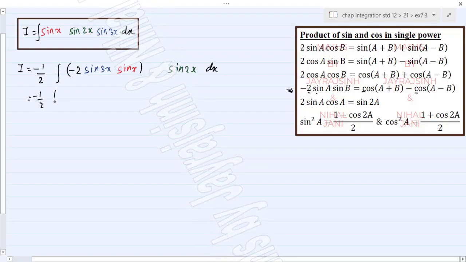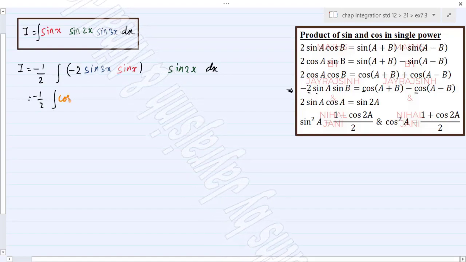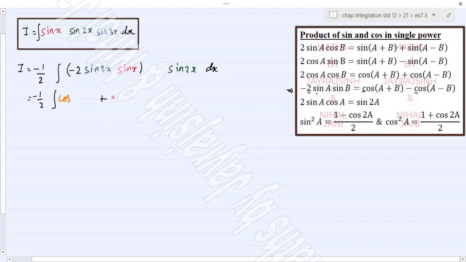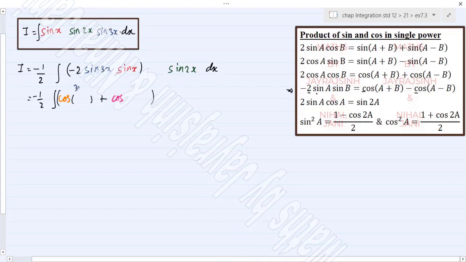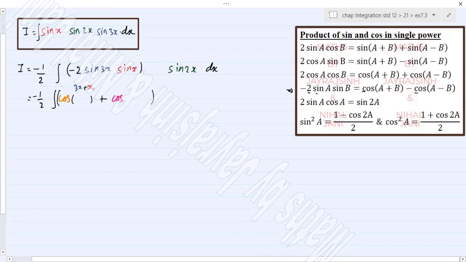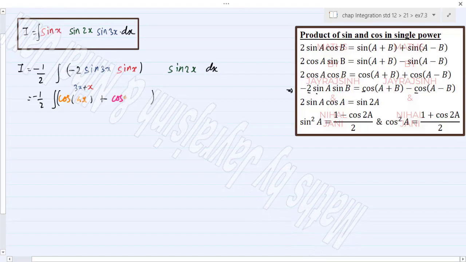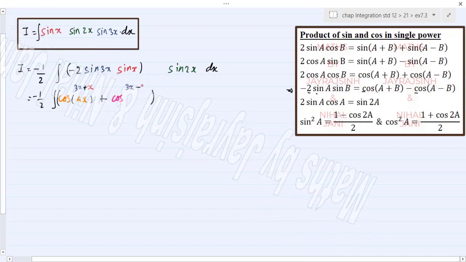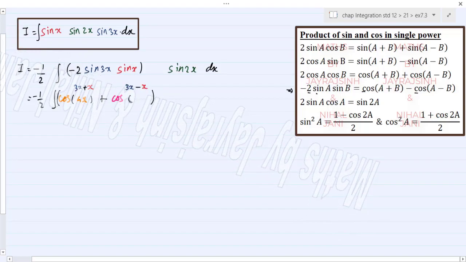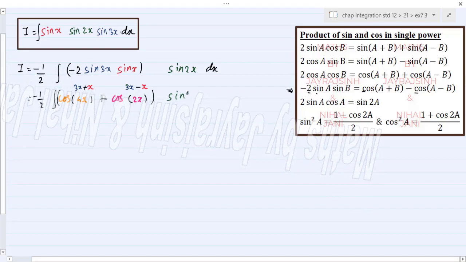Now let's simplify this minus 2ss form into c plus c, or we can say cos plus cos. To get the first angle, we will add 3x and x. So we will get 4x. And in the second term, you have to take the difference of 3x and x. So you'll get 2x. Your sine 2x still remains as it is.